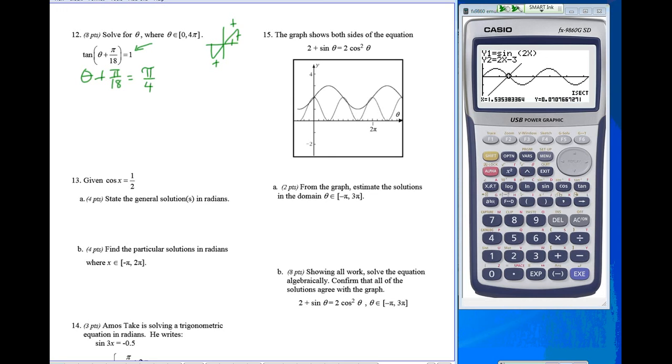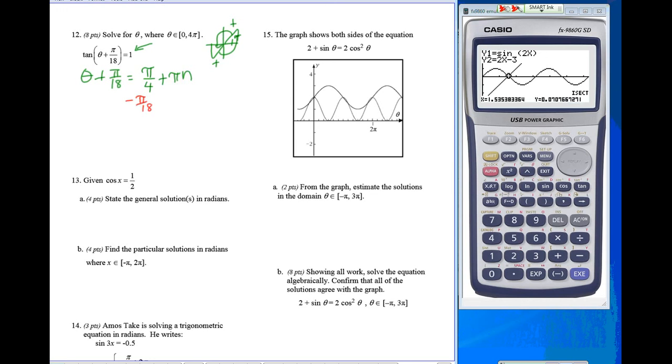If I wanted to write this as a general solution, the easiest way is to say the period for tangent is pi, so if I keep going around the circle, adding any multiple of pi will give me another solution for tangent. Now I need to get theta the rest of the way by itself. So to do that, I'm going to subtract pi over 18.